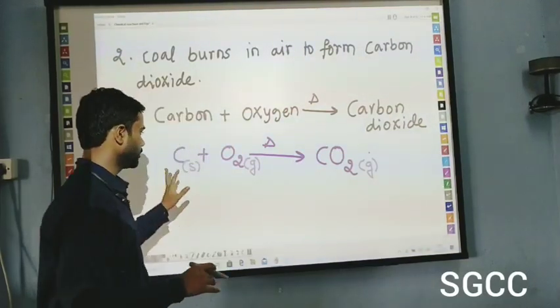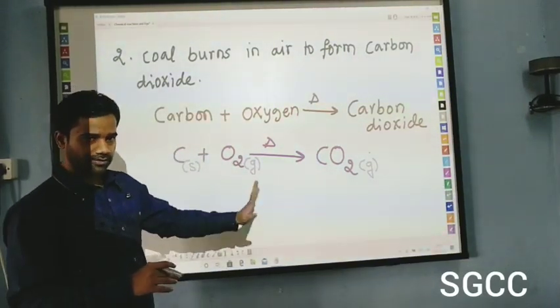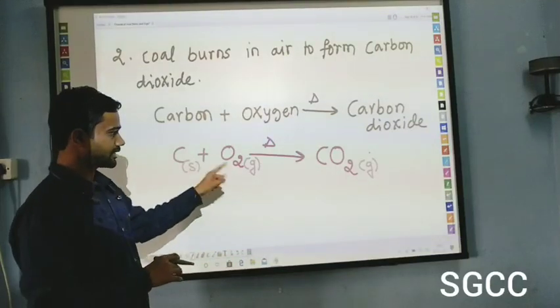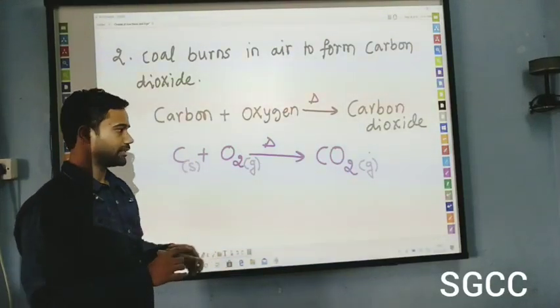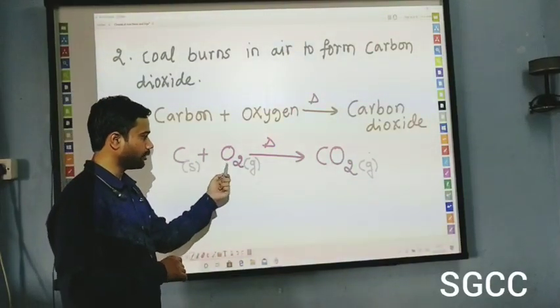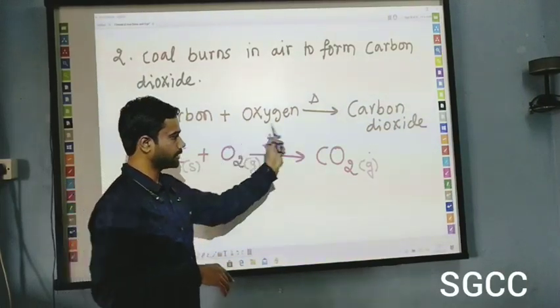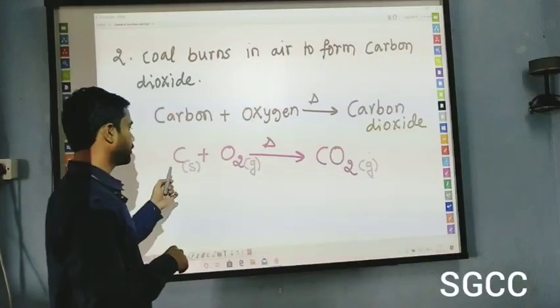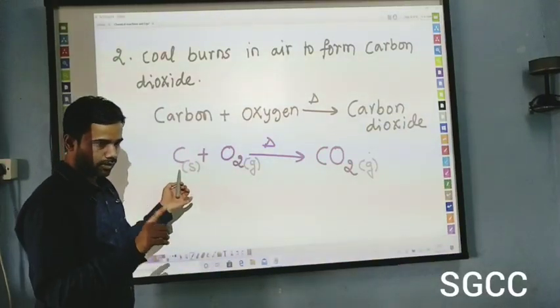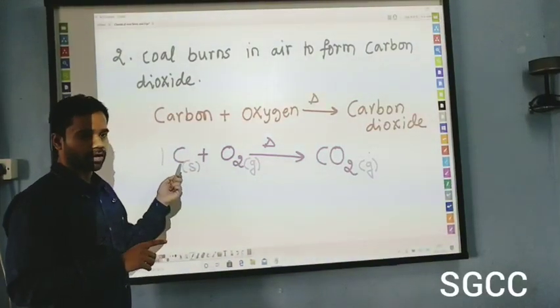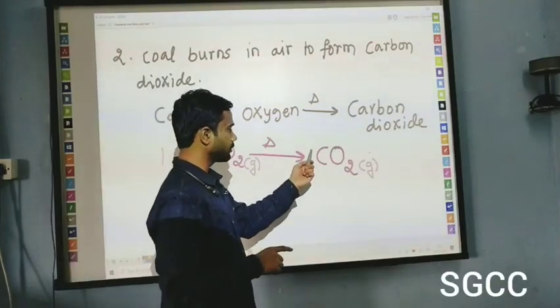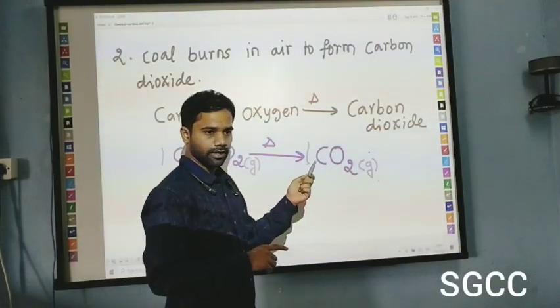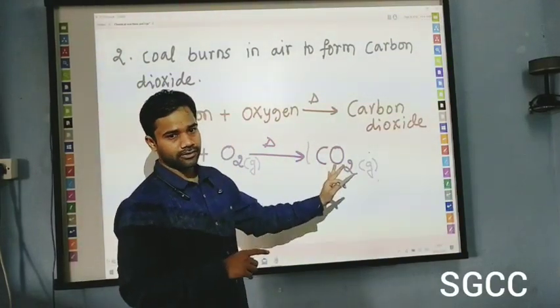Let's see. Can you tell whether it's going to balance or not? First we check whether it's a skeletal one or a balanced one. First, oxygen. How many oxygen are present? 2. Let's look at the product side. How many oxygen are present? 2. What about the carbon? How many carbons are present? Only 1. If nothing is written, it's 1. How many carbons are present? 1. So it is a balanced one.